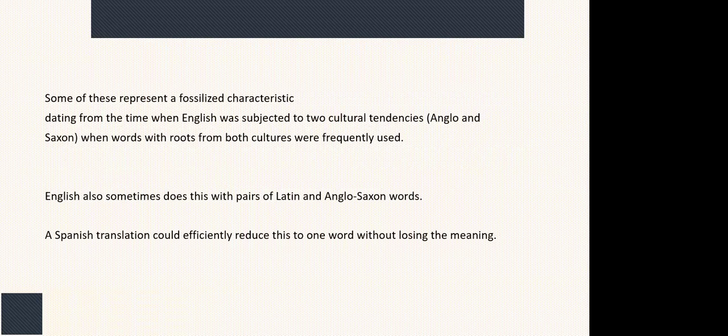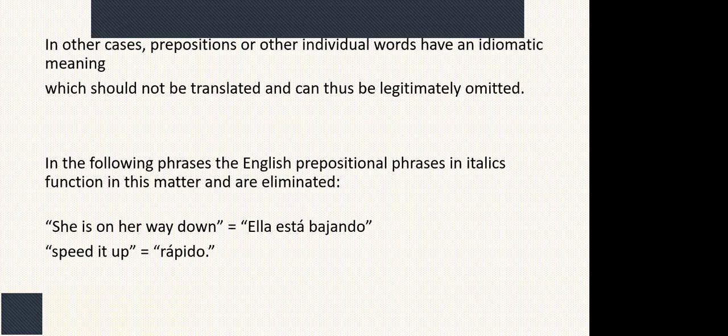English also does this with pairs of Latin and Anglo-Saxon words. And this is very common in legalistic writing, right? A Spanish translation could efficiently reduce all of that, narrowing it down to the best possible meaning in one word only. In other cases, prepositions or other individual words have an idiomatic meaning that should not be translated and should be omitted, right?